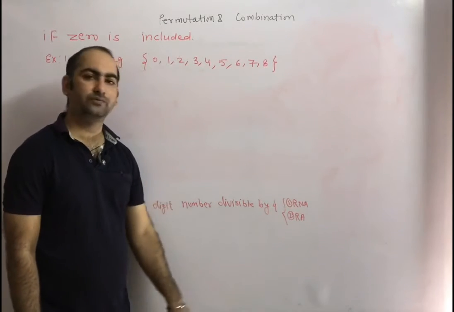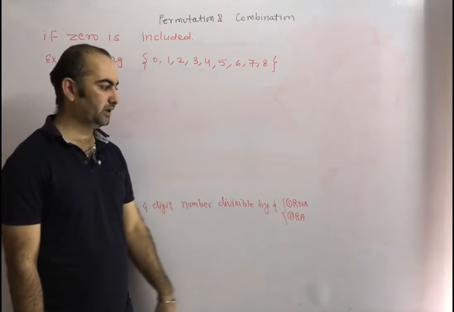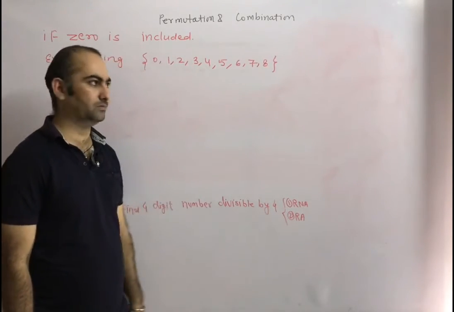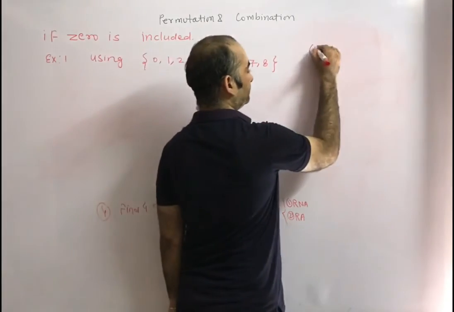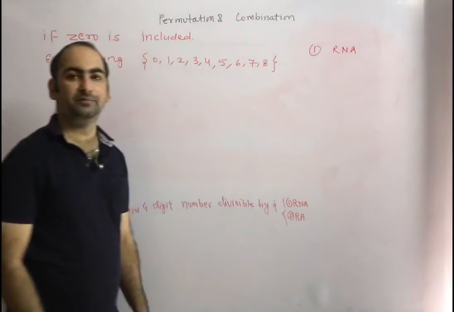Okay. Last problem is: find the 4-digit numbers divisible by 4. Okay. Here also we have 2 parts. First part is repetition not allowed. Second part is repetition allowed. Okay. So first we are doing repetition not allowed.